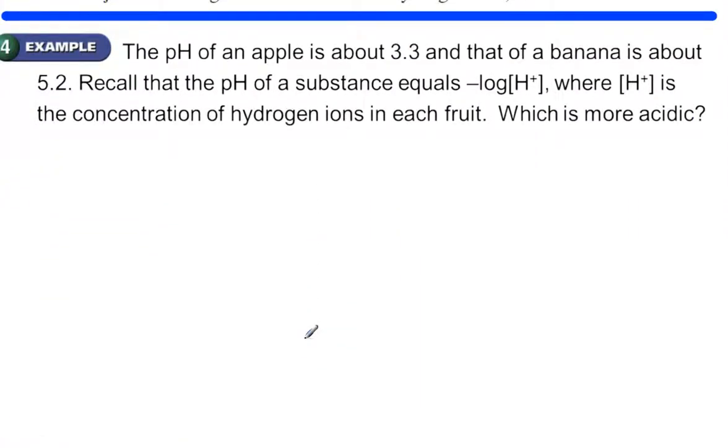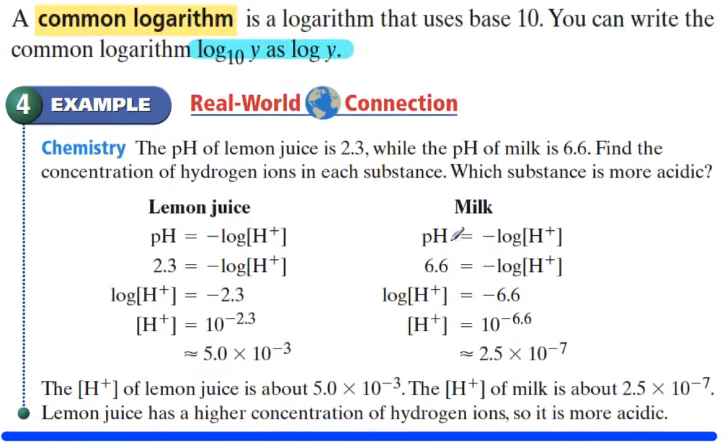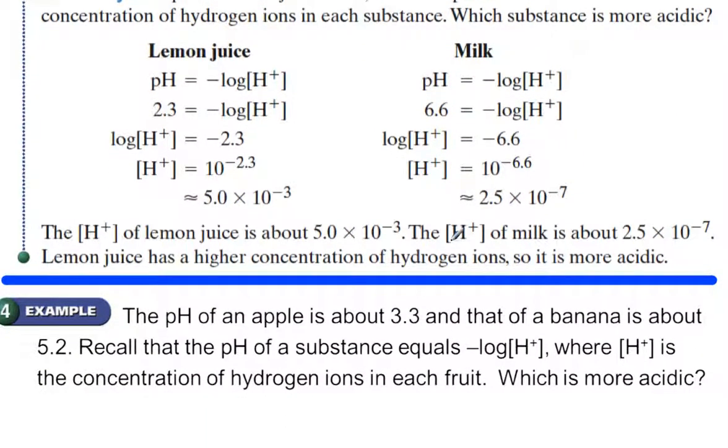Okay, another real-world application of our wonderful logs. The pH of an apple is about 3.3, and that of a banana is about 5.2. Recall that the pH of a substance equals negative log H plus, where H plus is the concentration of hydrogen ions in each fruit. Which is more acidic? All right, the pH of an apple is about 3.3.